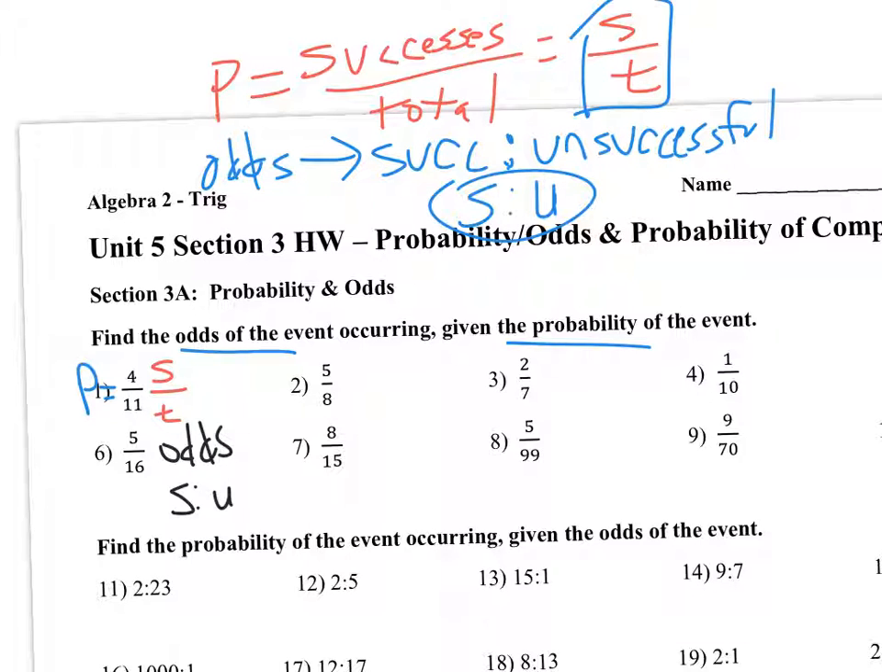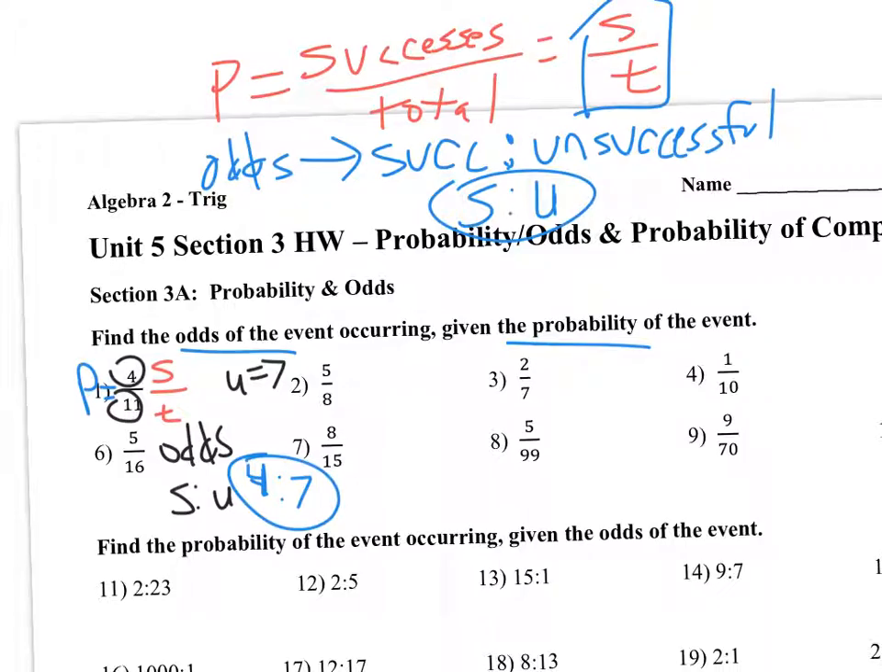Well, if I think about there's 4 successes out of 11, how would I figure out the number that goes with unsuccessful? Well, if there's 4 successful out of 11, that means the rest of them are unsuccessful. So I could take 11 and subtract 4, so there's 7 unsuccessful. So if I was going to write my odds for number 1, it would be successes to unsuccessful. It would be 4 to 7.